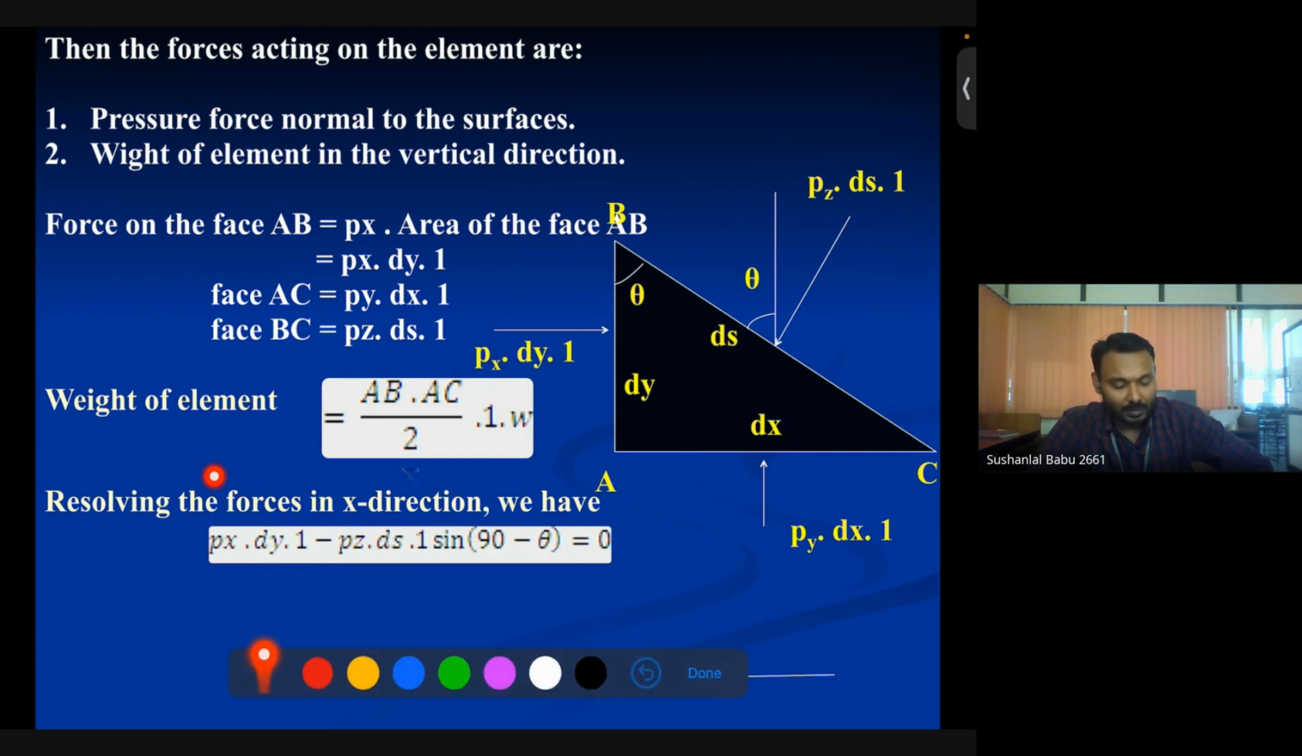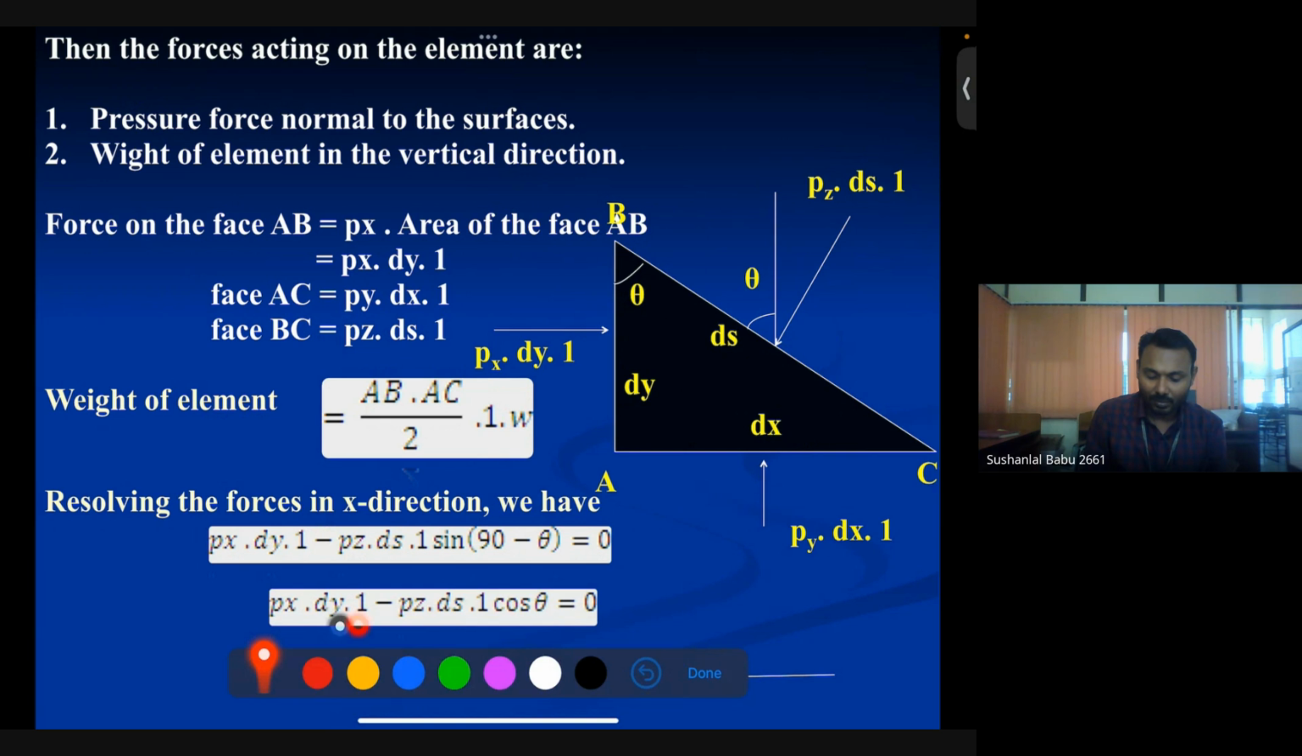Now, next is resolving forces in the x direction. We have px into dy into 1 minus pz into ds into 1 into sin(90 minus theta), minus 0, because we are resolving this into vertical and horizontal components. The net forces in the x direction: here comes the positive x direction and here the negative x direction, that is the minus coming here. Using the trigonometric function, sin(90 minus theta) is cos theta, so px dy into 1 minus pz ds into 1 cos theta equals 0. Now ds cos theta is nothing but AB, or dy, so we substitute ds cos theta as dy here.